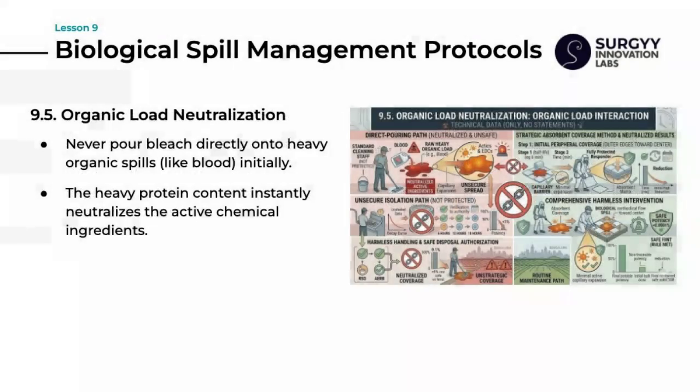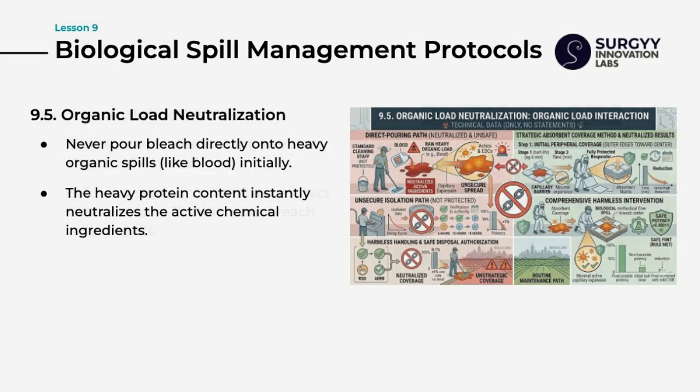Organic load neutralization is a critical chemical concept discussed in Lesson 9.5. A common mistake is the misuse of disinfectants. You should never pour bleach directly onto heavy organic spills, like large volumes of blood initially. This is because the heavy protein content in the blood instantly neutralizes the active chemical ingredients in the bleach, rendering the disinfectant ineffective before it can kill the pathogens. The organic matter essentially acts as a shield for the microbes. Therefore, the bulk of the organic material must be managed or absorbed before the final disinfection step can be truly successful.